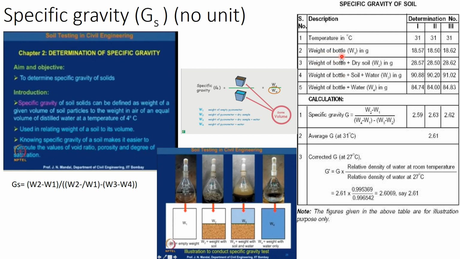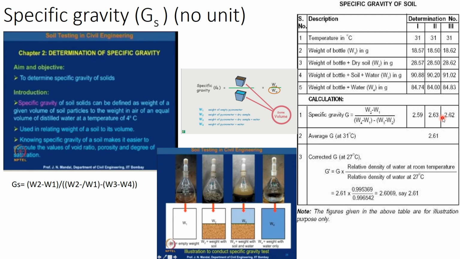So weight of bottle plus soil, weight of soil plus water, then weight of bottle plus water. Okay, so we have four weights. Now specific gravity is nothing but W2 minus W1, that is the weight of dry soil we get, divided by (W4 minus W1) minus (W3 minus W2). It's a direct formula.